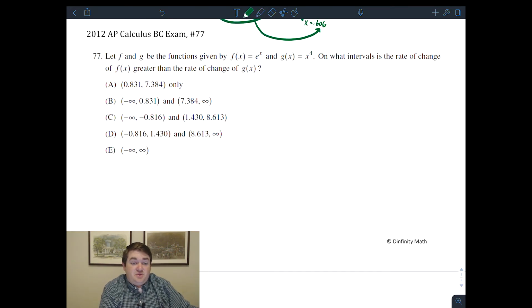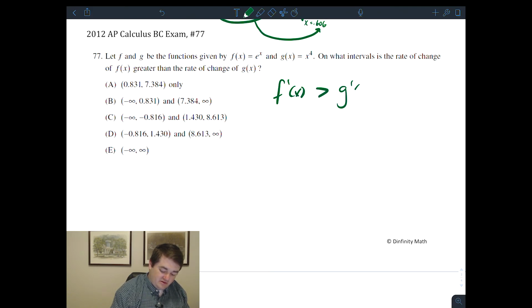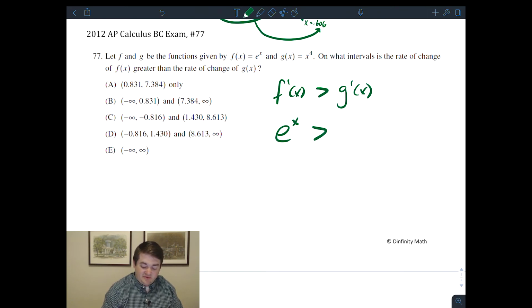So my answer is D. And last one for today, 2012 BC number 77, another calculator problem. Let f and g be functions given by f of x is e to the x, g of x is x to the fourth. On what intervals is the rate of change of f of x greater than the rate of change of g of x? Well, when they talk about rate of change, they're talking about derivatives. So I want to know, when is f prime of x greater than g prime of x? I can find these two derivatives. F prime of x, the derivative of e to the x is e to the x. And g prime of x, the derivative of x to the fourth is 4x cubed.